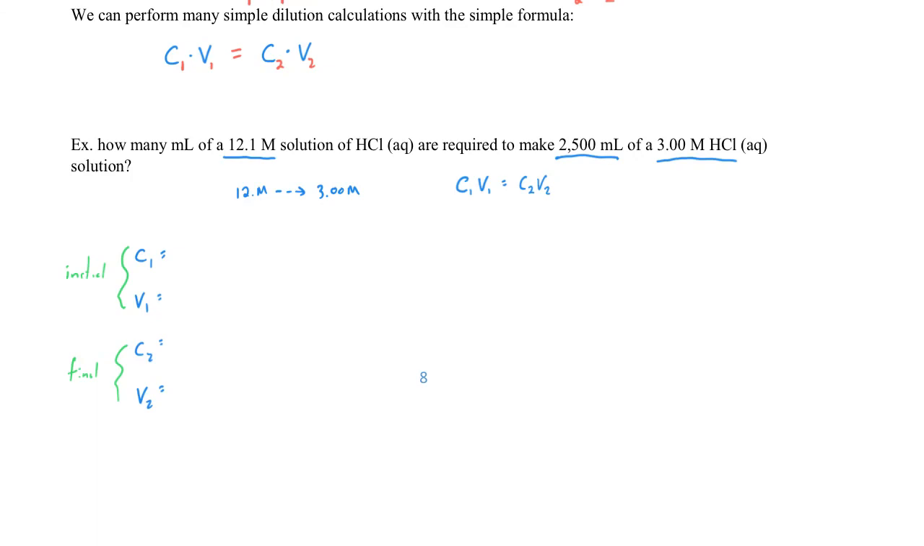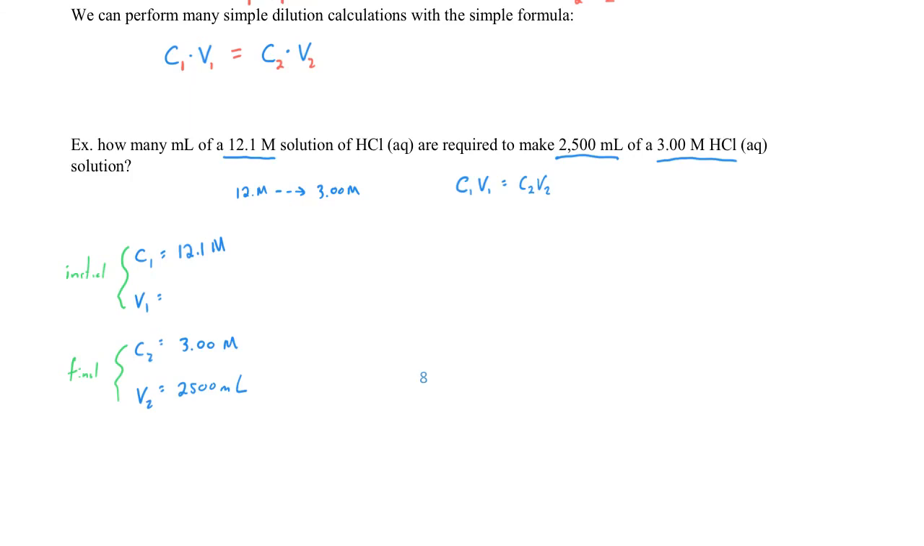If you read through this, it looks like we start at 12.1 molar. So that's our initial concentration, so let's write that down. Reading through the rest of the problem, it says how many milliliters of this 12.1 molar solution are required to make, and then we're given the final goal things that we're looking for, the stuff at the end that we're trying to get to. So we see 2,500 milliliters. That's the second volume, or V2, and then we see the new concentration as well, which is 3.00 molar. So let's write those down for C2 and V2 as well.